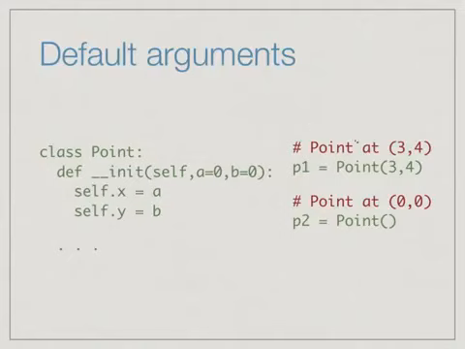So for instance, if we want a point at a specific place 3, 4, we would invoke this class to create an object by passing the arguments 3, 4. But if we don't pass any arguments, like p2, then we get a point at the origin.